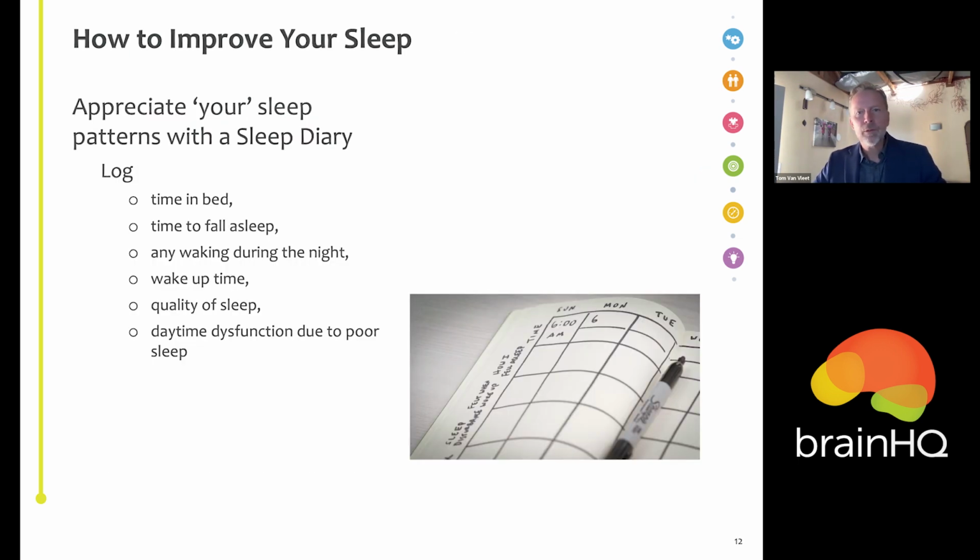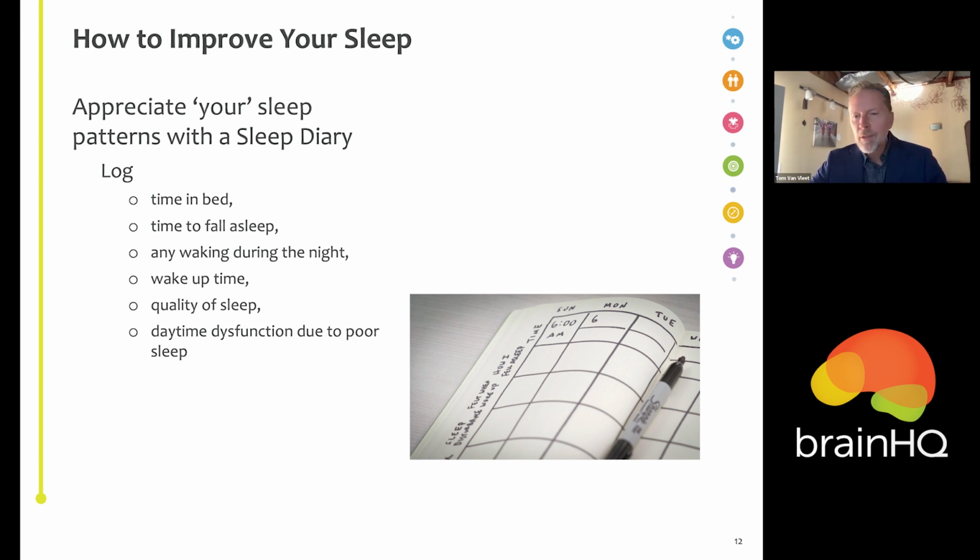All right, so how do you improve your sleep? Obviously, we'll get more into this in the Q&A, but what may be most useful at the outset is to keep a sleep diary, to learn to appreciate your specific sleep patterns, logging things such as the time you get in bed, and, to the best of your ability, what time you think you fell asleep. Did you have any wakings during the night that you're aware of? And then what's your wake up time?